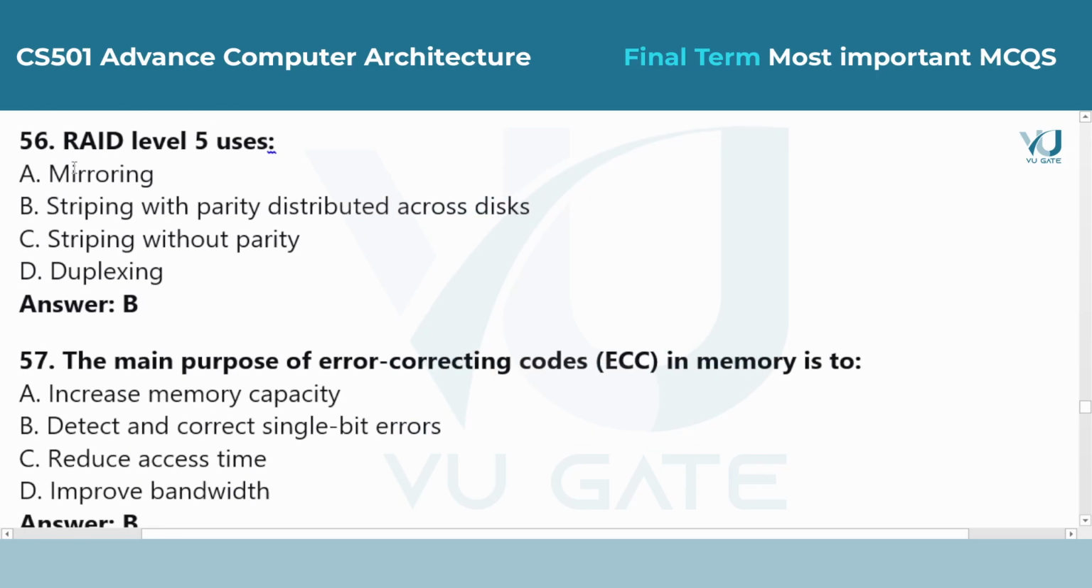56. Question: RAID level 5 uses? Answer: B. striping with parity distributed across disks. Concept: it offers a balance of speed and safety by spreading parity information across all drives.